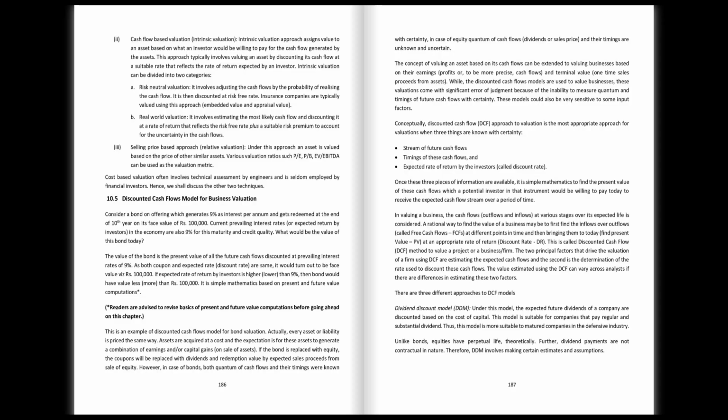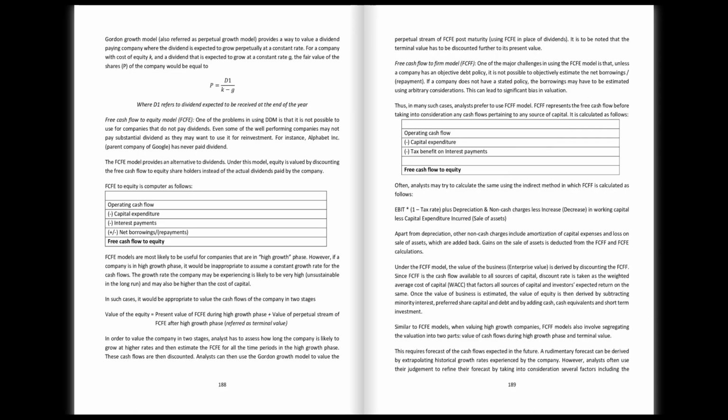Gordon Growth Model, also referred to as Perpetual Growth Model, provides a way to value a dividend-paying company where the dividend is expected to grow perpetually at a constant rate. For a company with cost of equity K and a dividend that is expected to grow at a constant rate G, the fair value of the shares P of the company would be P equals D1 divided by K minus G, where D1 refers to the dividend expected to be received at the end of the year.